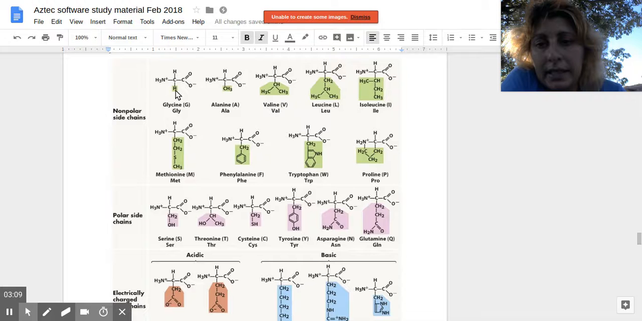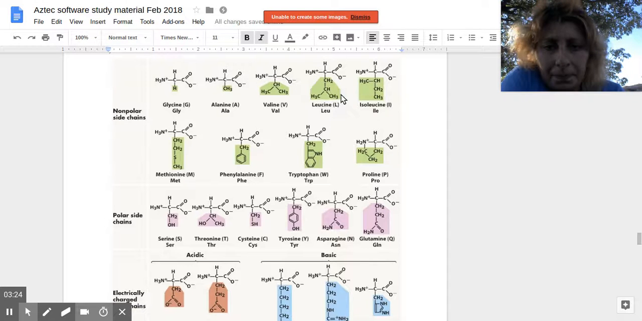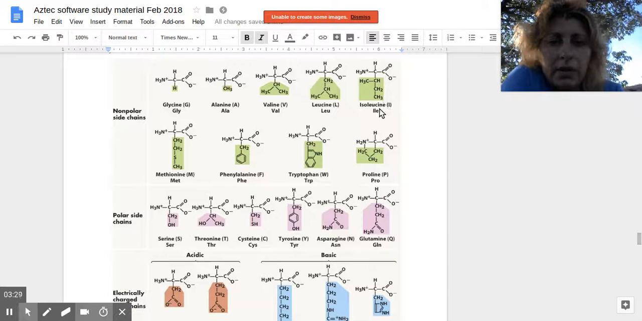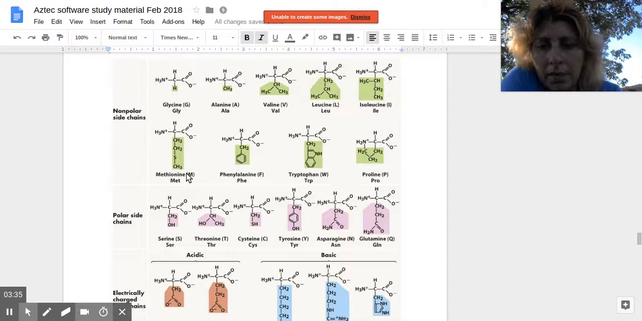Glycine has the hydrogen on the central carbon. Alanine has a CH3 group. Valine has CH and two CH3 groups. Leucine has CH2, CH, and two CH3s. Isoleucine, CH, CH3, CH2, CH3. Methionine has two CH2s, a sulfur, and a CH3.